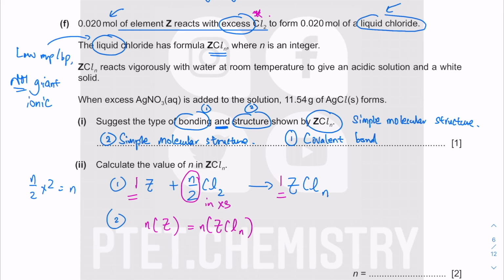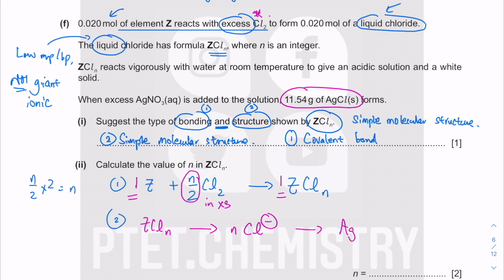Let me see. Gotta think a little bit more. Okay, gotta be a little bit more creative. The only place they have the mass is AgCl. So all the chloride goes into the water. And they will give you silver chloride. So ZClN will give you N Cl minus. Okay, and the N Cl minus will give you AgCl, N AgCl.